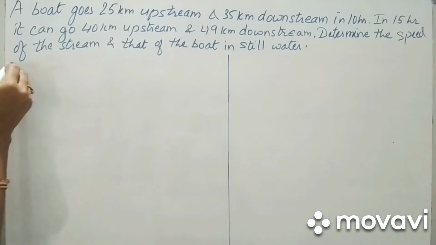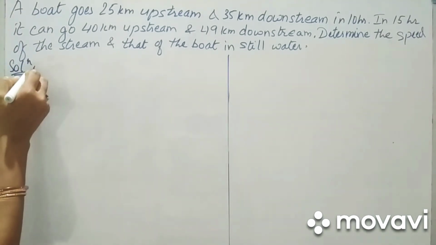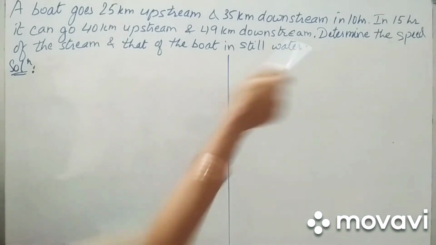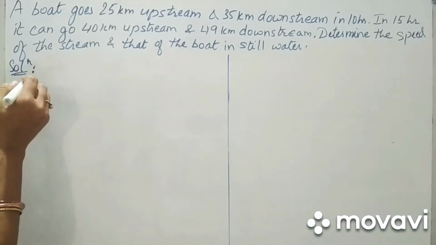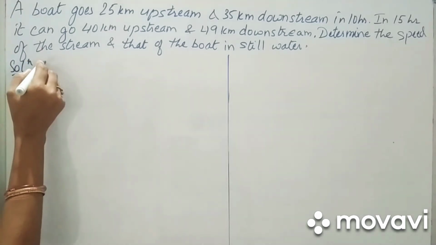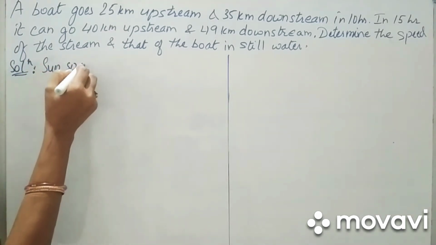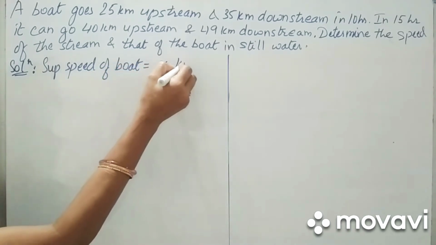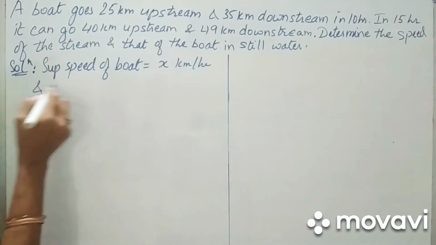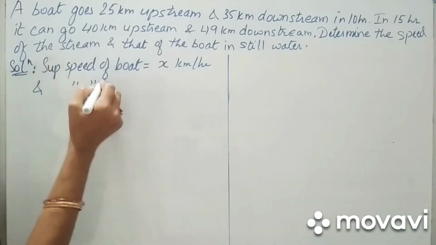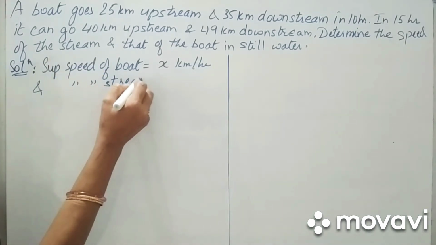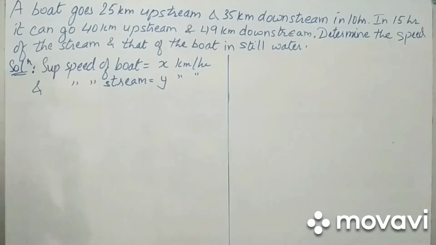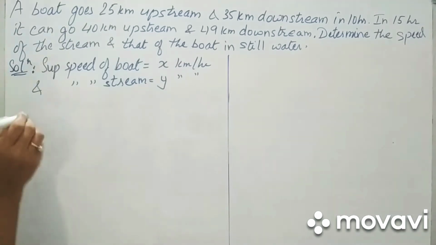Now, first of all, as I told you, what we have to suppose? What we have to find out? The speed of the stream and the boat. So, suppose speed of boat is equal to x km per hour and speed of stream is equal to y km per hour. Now, what do we mean by downstream and upstream?